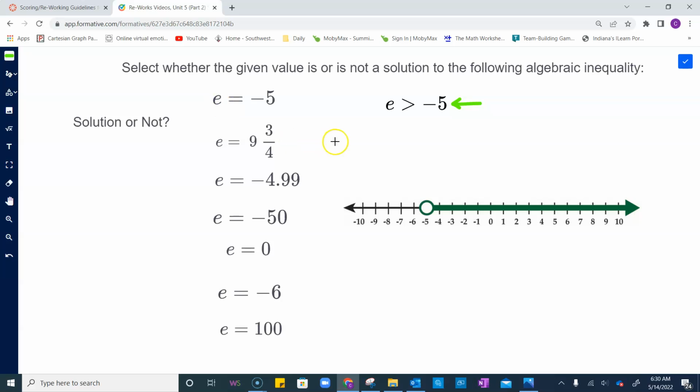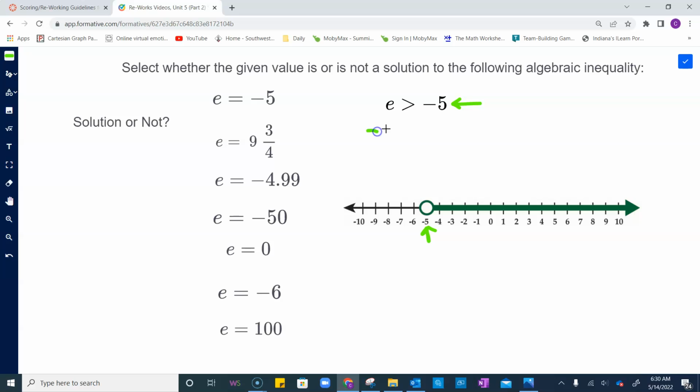So we're going to look first at e equals -5. Let's take a peek at the number line first. So we say e is equal to -5. That would be the start point of this inequality. It starts at -5, but it does not include -5 because it has that open circle or bubble. So it cannot be a solution since it has that open circle.